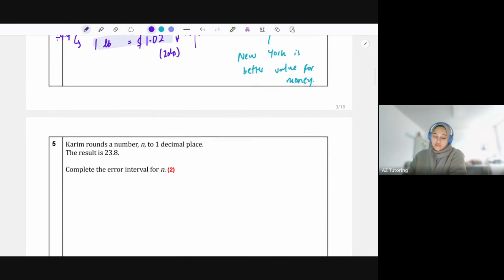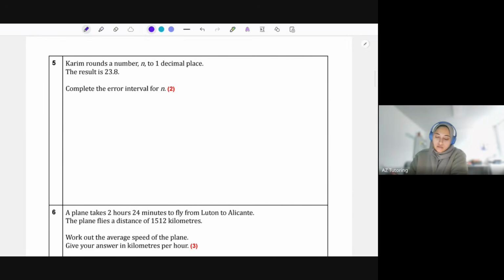Okay, moving on. Question 5. Kareem rounds a number n to 1 decimal place. The result is 23.8. Complete the error interval for n. So a few different ways again to do this, but this is why I do it. To 1 decimal place, the highest number it could have potentially been was 23.9, because that's to 1 decimal place. And 0.1 less than 23.8 is 23.7.